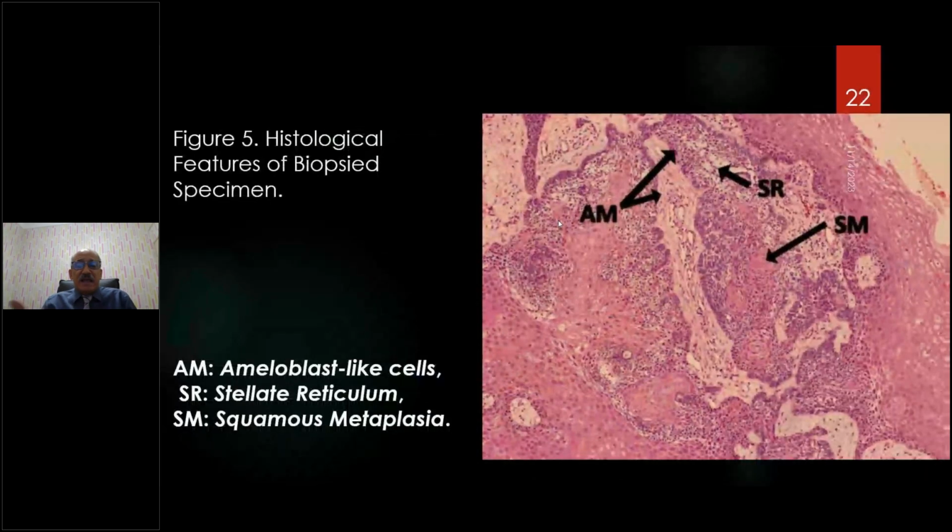This is the ameloblast-like cell, stellate reticulum, and squamous metaplasia. And you see here almost the same structures, the same results of the biopsy, again from the histopathology department, resembling that this is definitely a peripheral ameloblastoma. Next, please.